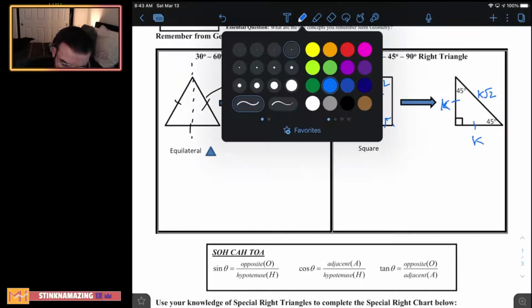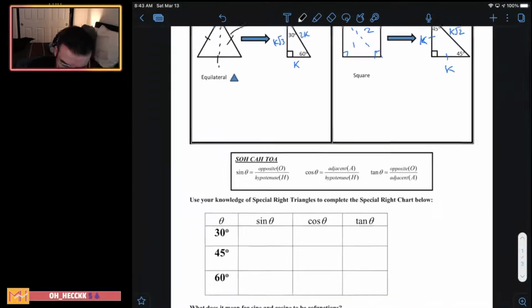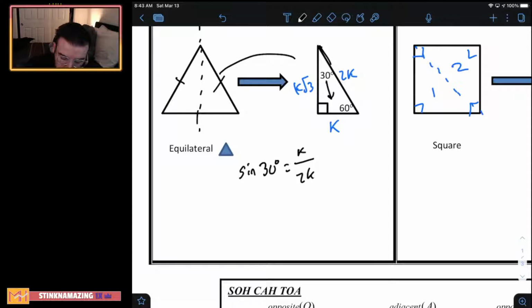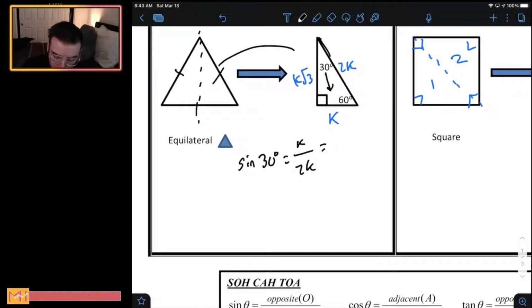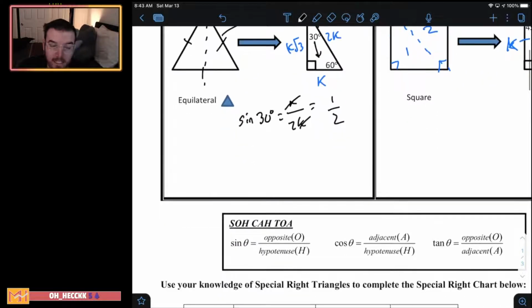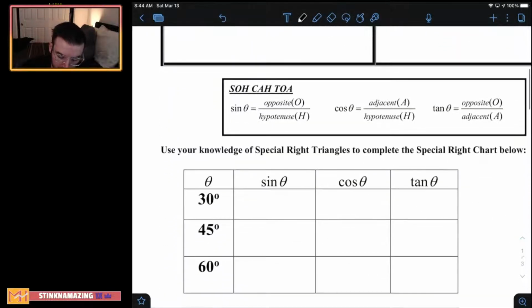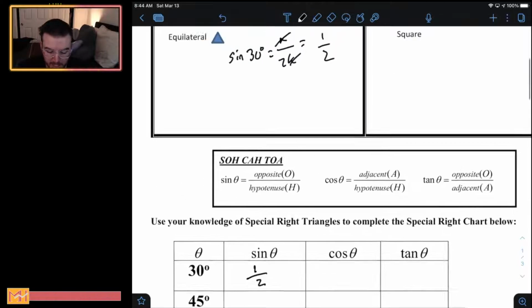So if we were to try to calculate sine of 30 degrees, what would we have? We would have opposite, which is k, over hypotenuse, which is 2k, and the answer would be 1/2, because the k's would cancel, and I'd be left with a half. So it doesn't matter what k is, right? It doesn't matter how big this triangle gets, whether k is 3, 4, 5, 6, or 7, the k's will always cancel, and your sine of 30 will always be 1/2.